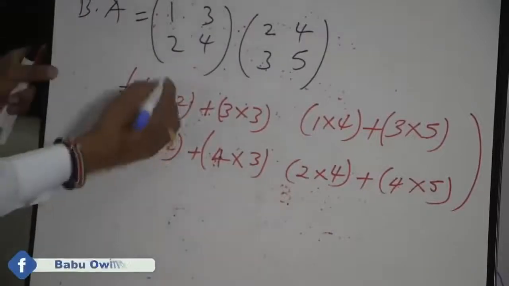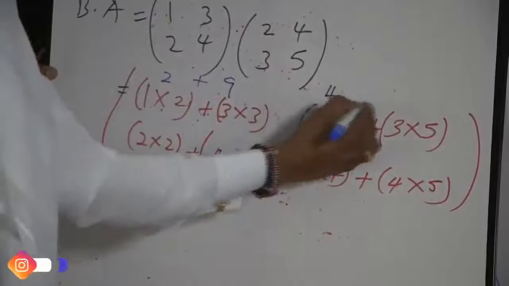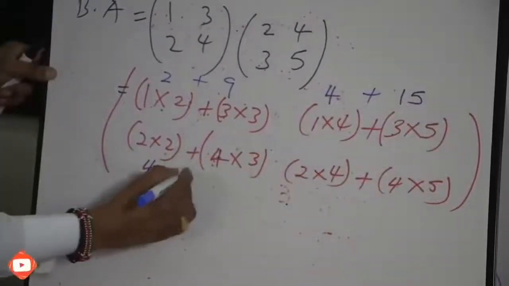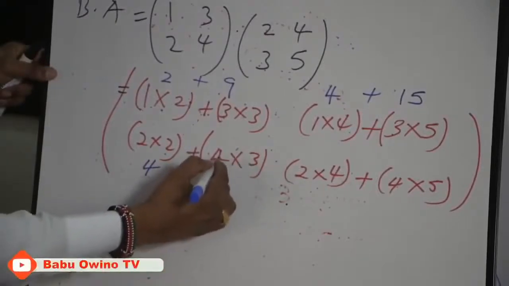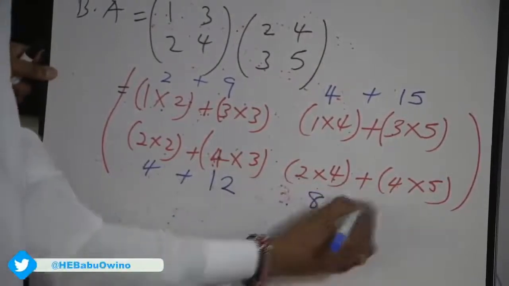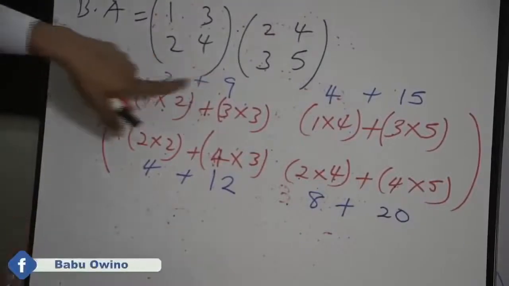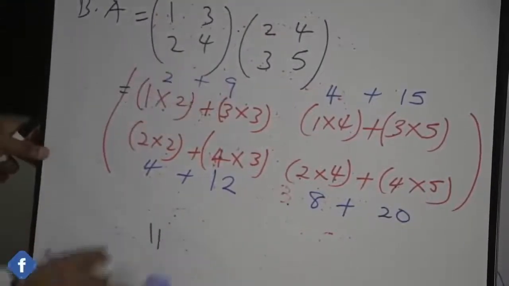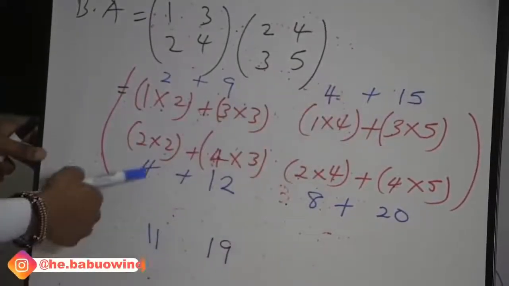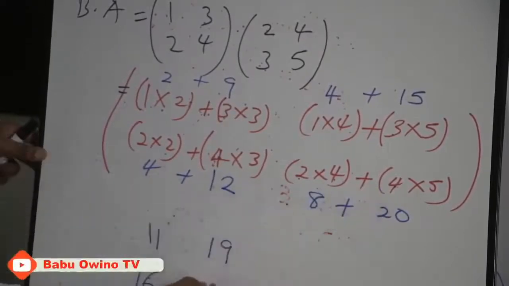So again here 1 times 2 is 2 plus 3 times 3 is 9. 1 times 4 is 4 plus 3 times 5 is 15. 2 times 2 is 4 plus 4 times 3 is 12. 2 times 4 is 8 plus 4 times 5 is 20. So when you add 2 to 9 you get 11. 4 plus 15 is 19. 4 plus 12 is 16. 8 plus 20 is 28.